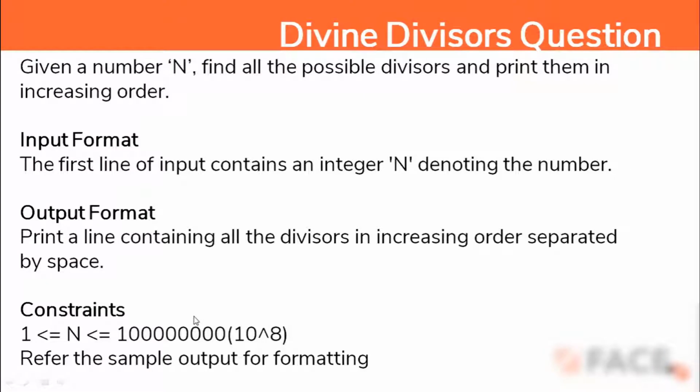Okay, here you can see the Divine Divisor question, and this question is from TCS Code Vita. This is the Code Vita of 2019 question. This is a very simple question. We have to find all the possible divisors of a given number n, and we have to arrange them in ascending order. You can read the question here. Given a number n, find all the possible divisors and print them in increasing order.